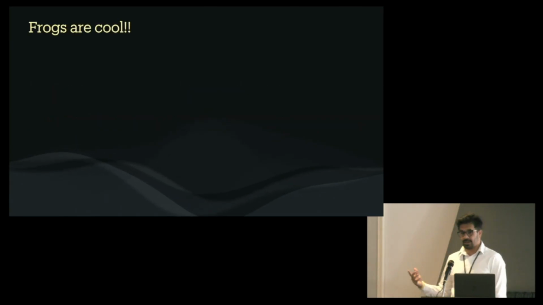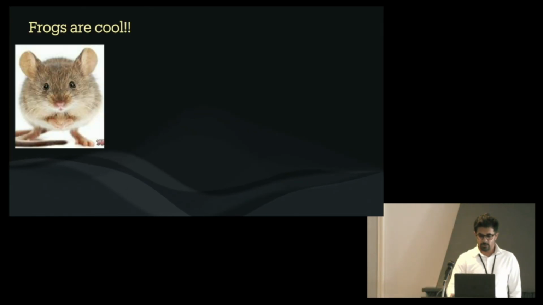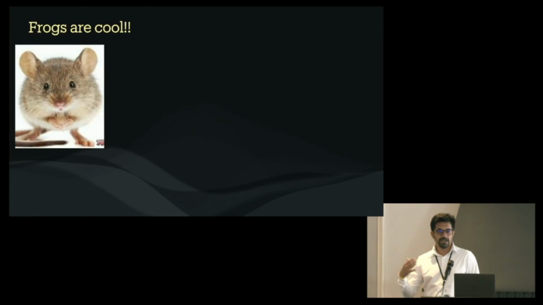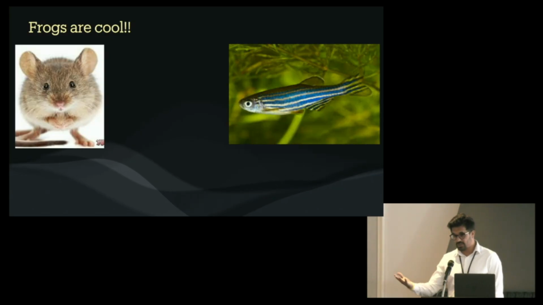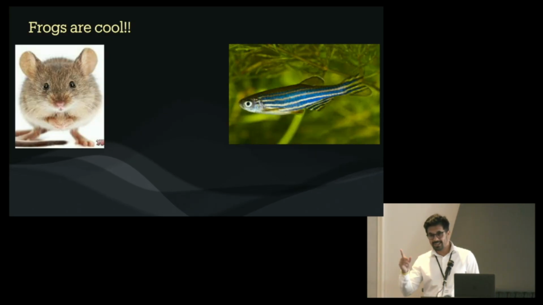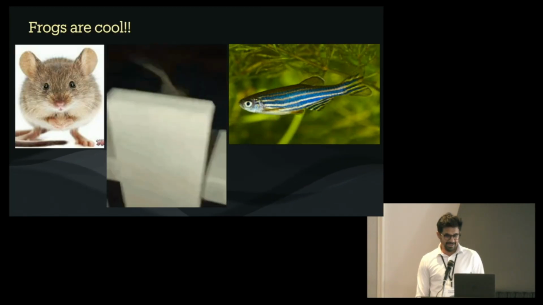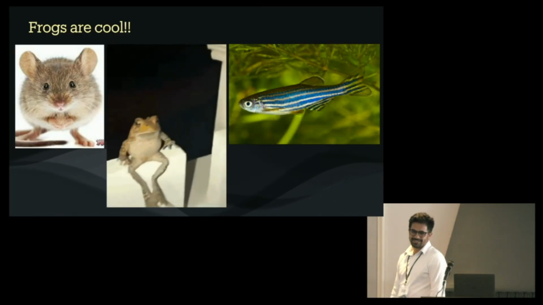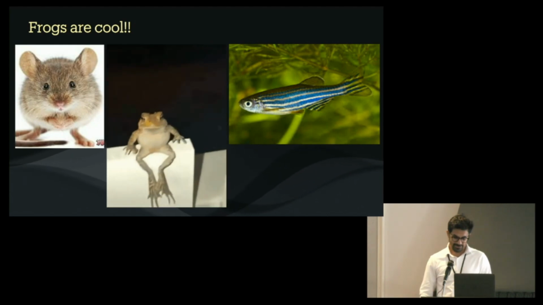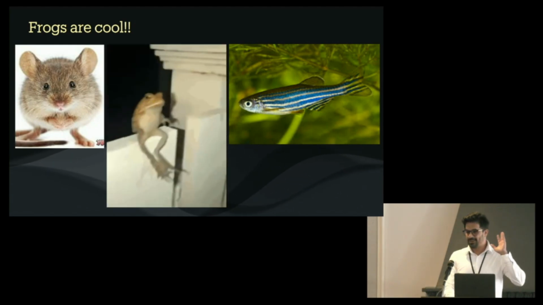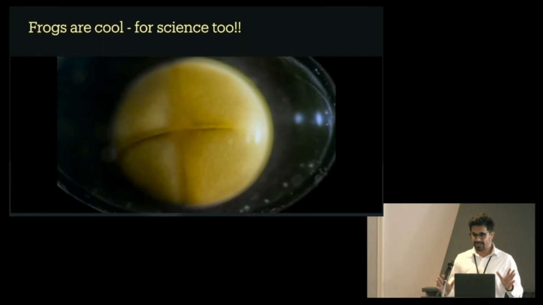Here I'm going to show you why frogs are cool to understand this, because you have learned about mouse before, and a lot of studies on the mouse have been done. People have used zebrafish, but I can bet you they cannot do what frogs do, and you can see it here. Can they do that? No. Frogs can do what mice and fish cannot do, okay? And they are cool for science too, right?